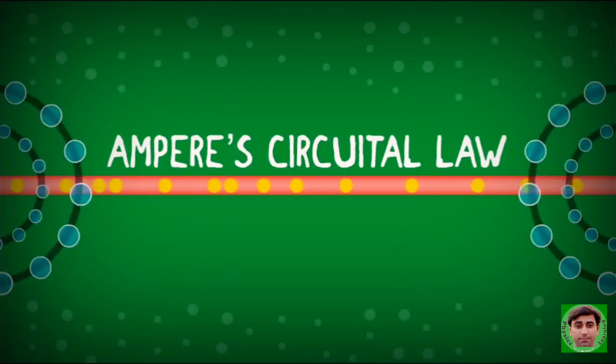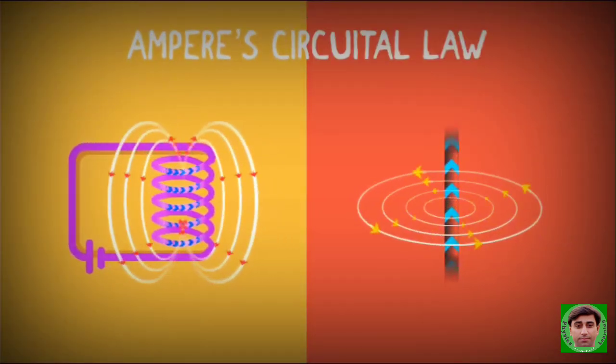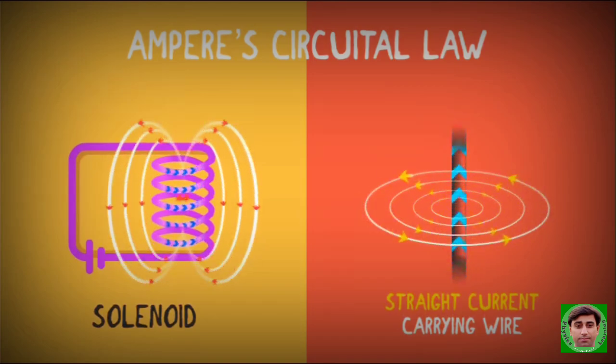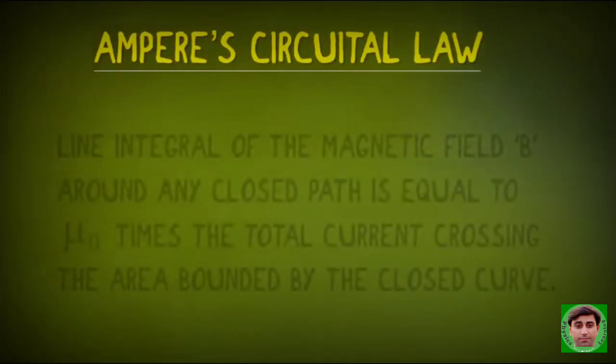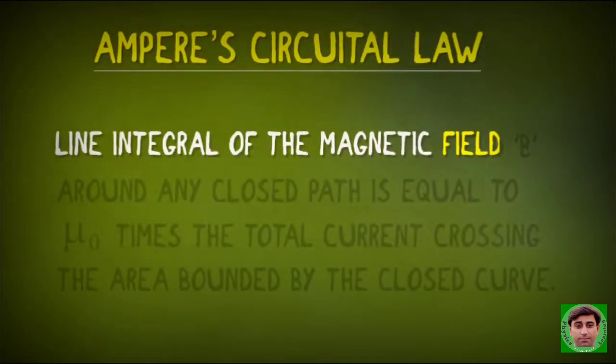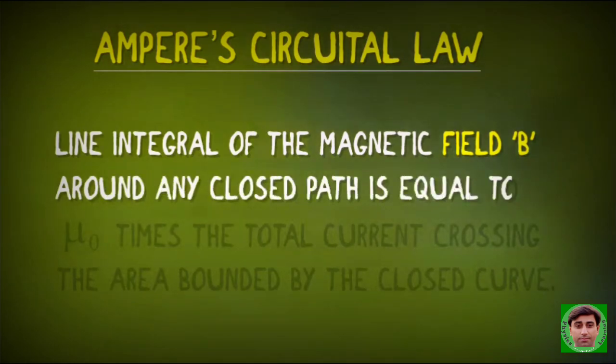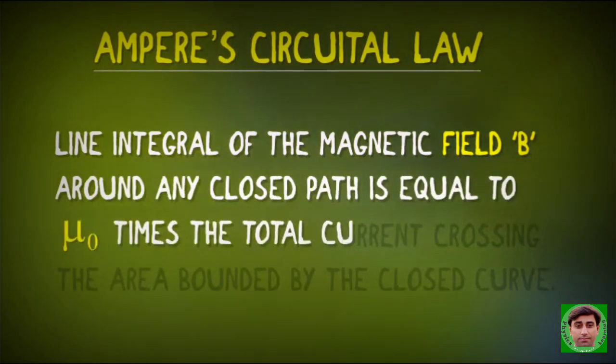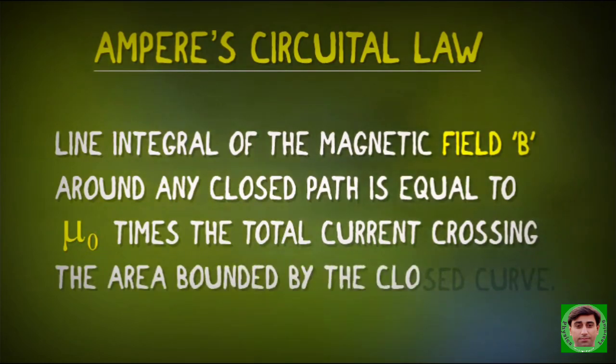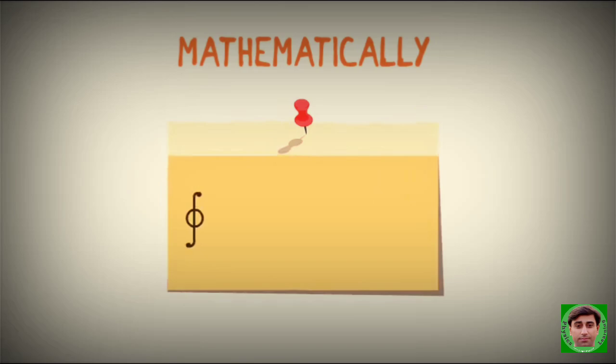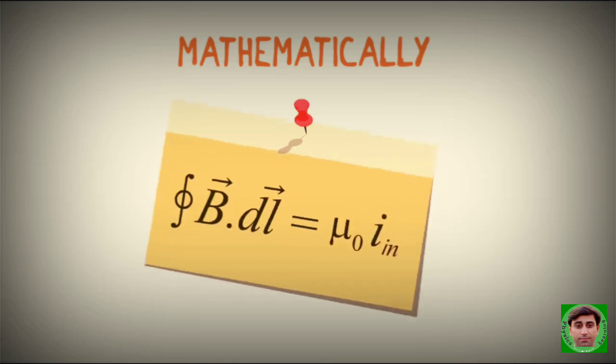Ampere's Circuital law is useful in finding the magnetic field due to current under certain conditions of symmetry. Ampere's Circuital law states that the line integral of the magnetic field B around any closed path is equal to mu naught times the total current crossing the area bounded by the closed curve. Mathematically, the closed loop integral of B dot dl is equal to mu naught times current I in.